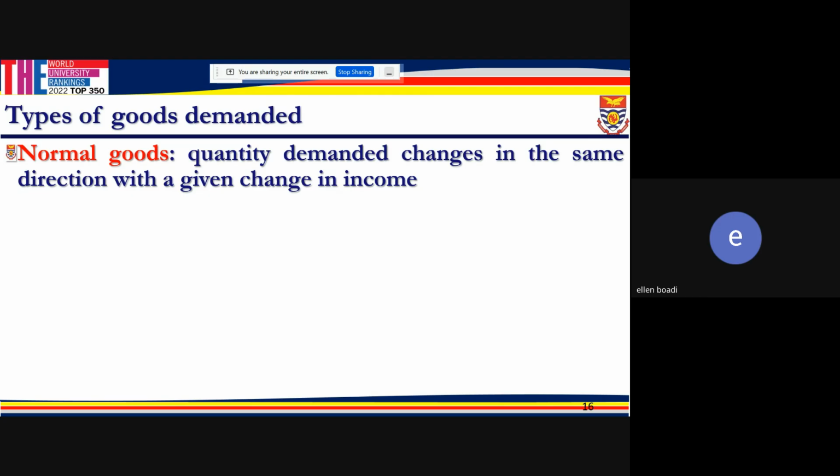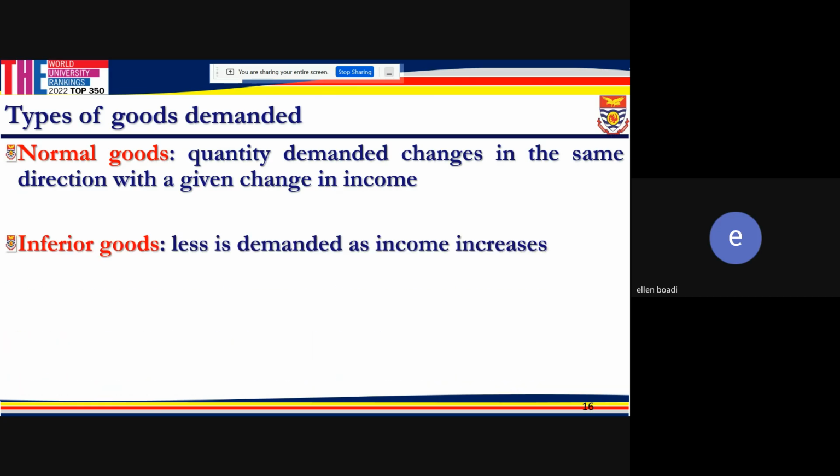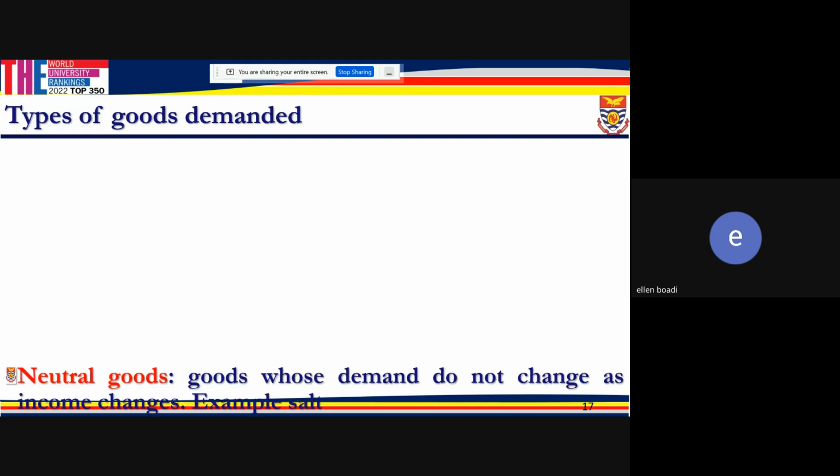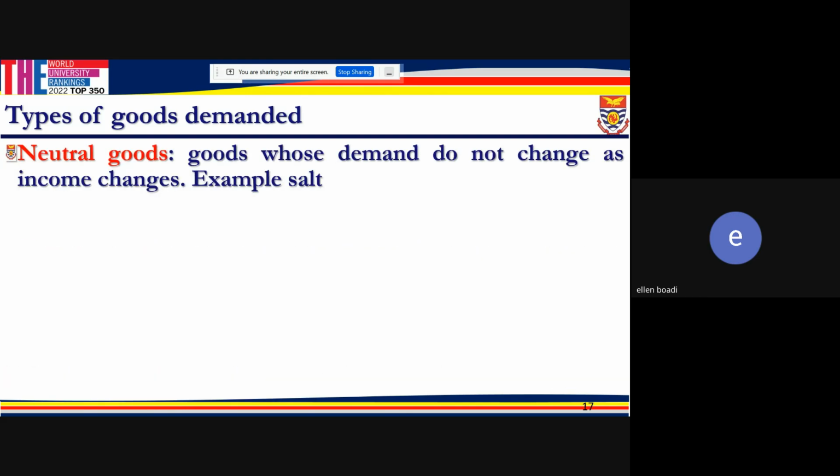So we've also talked about normal goods. By normal good, we said, if a commodity is seen as a normal good, it means as your income increases, you buy more of that commodity. Okay. If it's an inferior good, it means as your income increases, you buy less of the commodity. You can also have neutral goods.